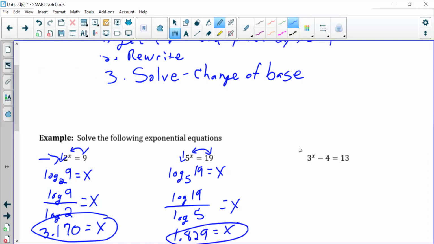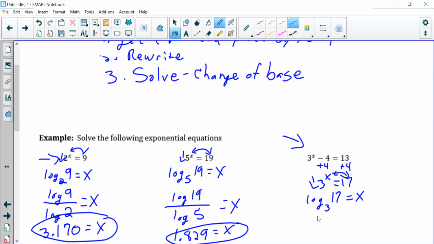All right, now look at this one. Next, our first step is to get the exponential piece by itself. Is it by itself? Nope. Okay, so let's do our first step. We're going to add 4 to both sides, and 13 and 4 is 17. So 3 to the x power equals 17. Once again, trade these places. This becomes a subscript. So the log base 3, 17 equals x.